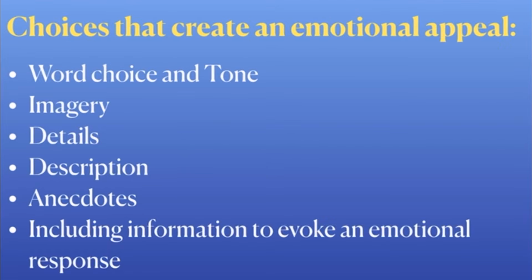Once you identify the specific emotion that the writer appeals to, you want to ask yourself how you knew the writer was appealing to that emotion. So is it through the word choice that he or she is using and the tone it creates? Is it through imagery, details, description, anecdotes? Any of those things could be a technique or a choice that the writer uses to include an emotional appeal.